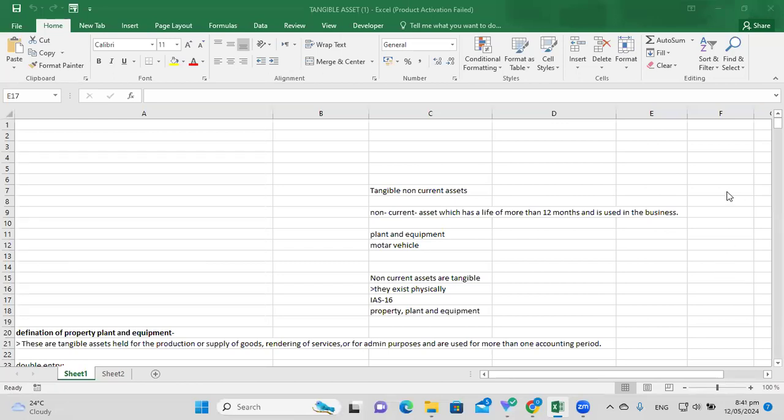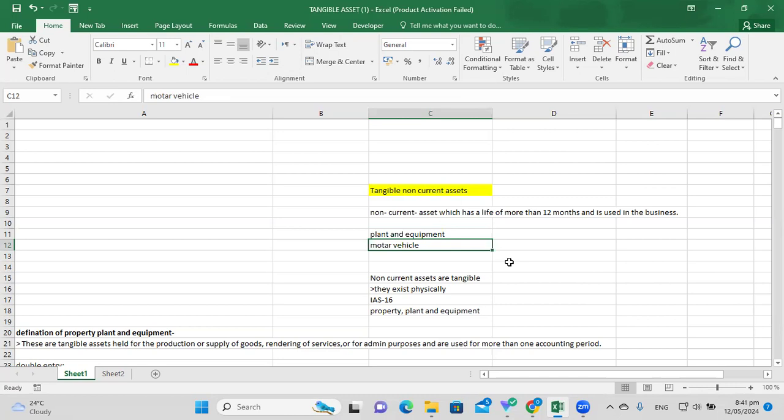So, first of all, let's begin with what is a non-current asset? Our chapter name is Tangible Non-Current Assets. We all know what a non-current asset is. You have studied the very basic definition in previous chapters. A non-current asset has a life of more than 12 months and is used in the business, right? For example, plant and equipment, motor vehicle, fixture and fitting.